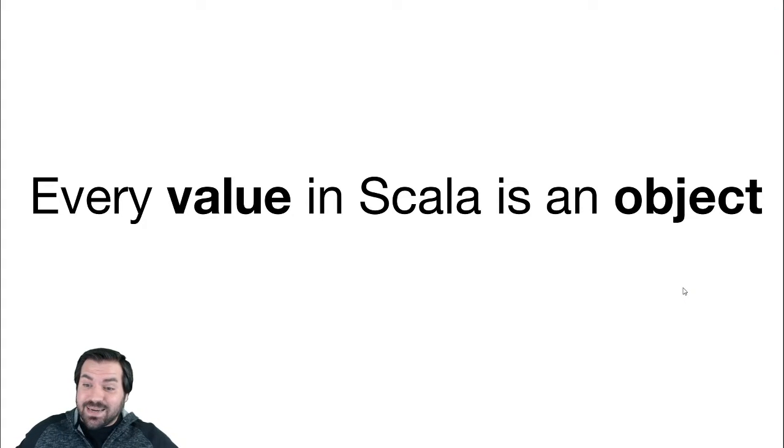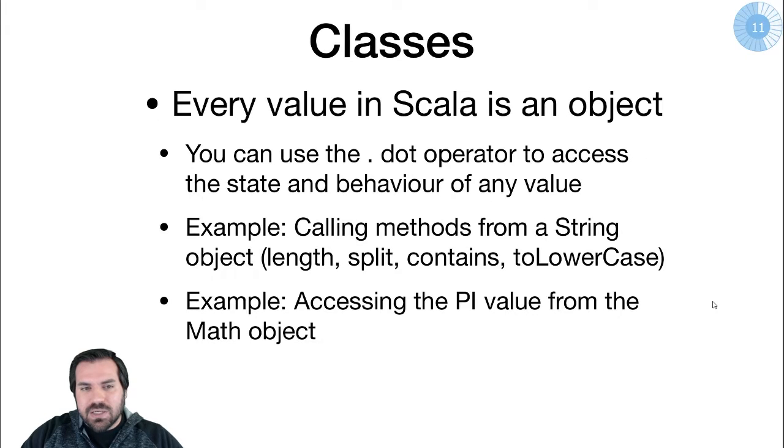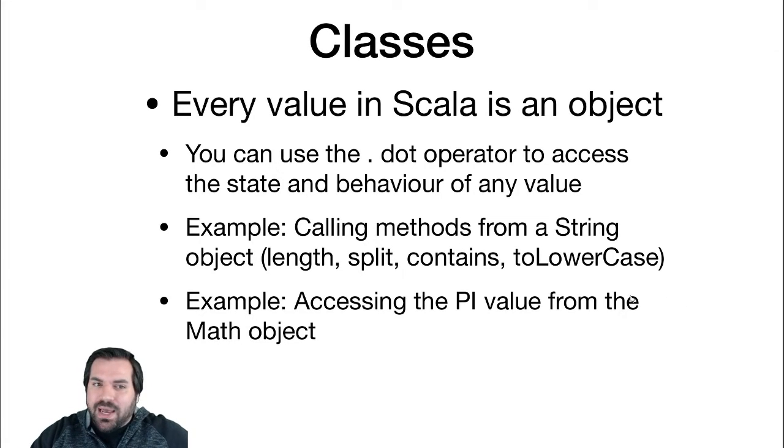Every value in Scala is an object. This might not mean a ton to you yet, but it should by the end of the semester, if not pretty soon. The reason this matters to you right now is that no matter what value you have in Scala, whether it's a literal value like just the number 5, or a string, a literal string with double quotes around it, or a variable, or a variable that's a parameter, no matter what you have, in Scala it's an object, which means you can use the dot operator to access its state and behavior.